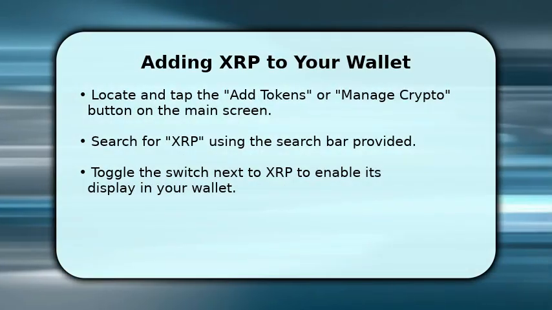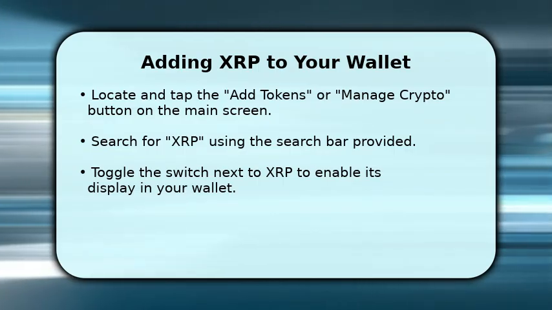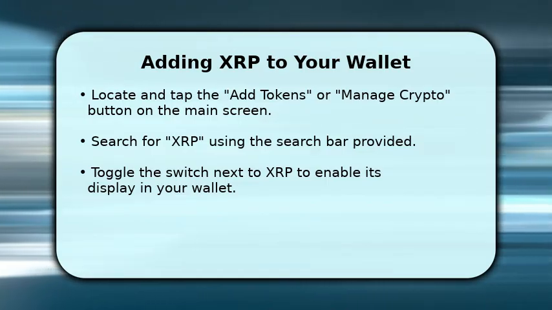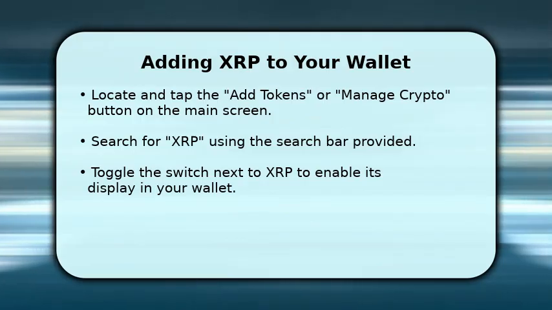To add XRP, look for the Add Tokens or Manage Crypto button, usually found at the top right or bottom of your main wallet screen. Tap on it and a search bar will appear. Type XRP into this bar. You should see XRP appear in the list. Simply toggle the switch next to it to the On position. This action makes XRP visible and ready for transactions within your Trust Wallet.